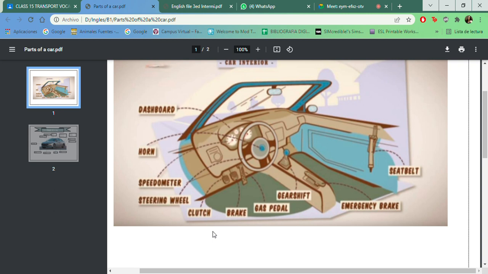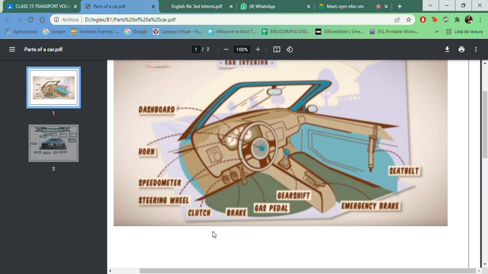Great. Any questions? The clutch is the freno. No, that is brake. The clutch is to change, the gear shift. Okay, okay. I don't drive. Ah, that is why.